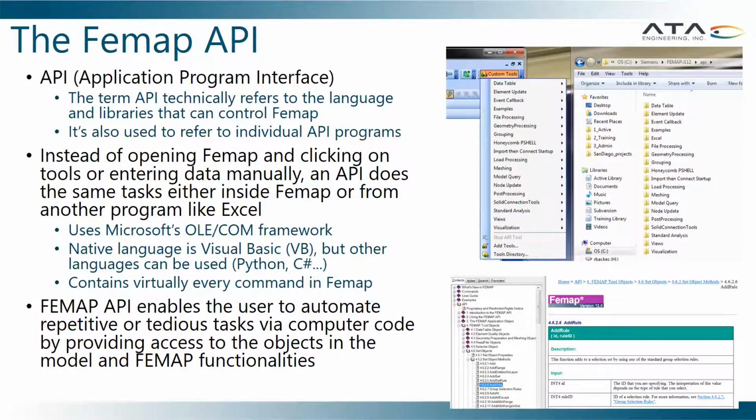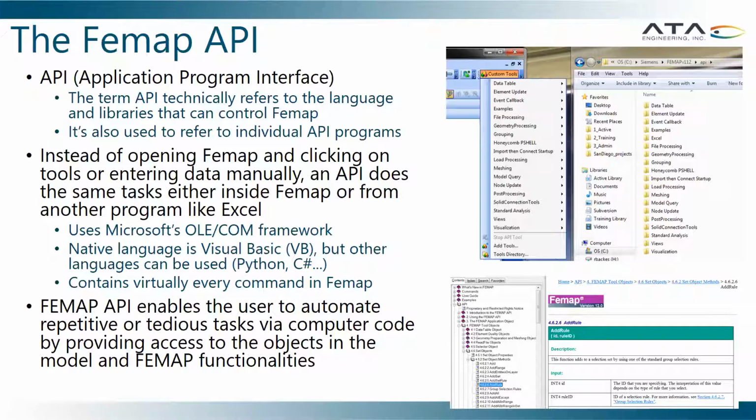These work by basically automating the tasks that you would otherwise do by opening Femap and clicking on things or entering data manually. And it can run from inside Femap or from outside through another program like Excel. The native language for the API is Visual Basic, but there are other languages that can be used like Python or C#. Most of the tools we've written for LiftShip are in Python. It's pretty easy to do that conversion. And the benefit of that is you can bring in all kinds of outside libraries to help out. And so you can end up building something quite complex on the Femap API.